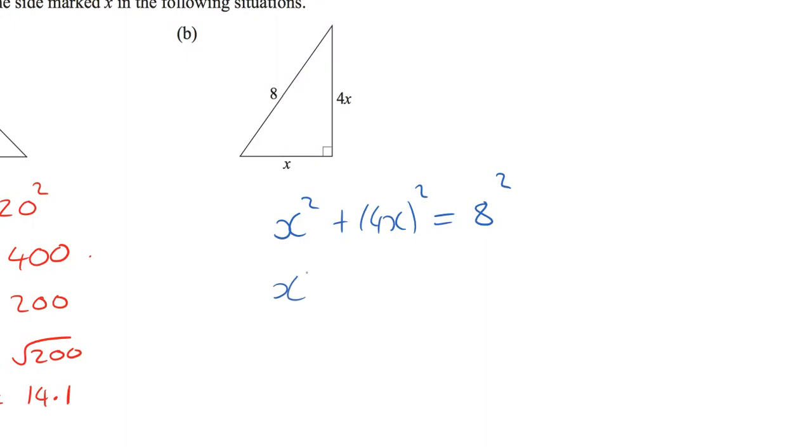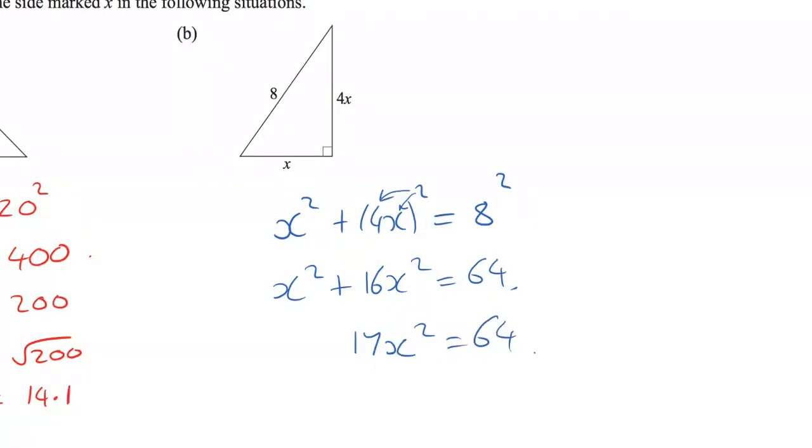So let's write this out. x squared plus 16x squared equals 64. Again, be very careful here. We have to square both the 4 and the x. So it's not 8x squared, it's 16x squared. Now we can collect up those x squareds together, and that will give us 17x squared is equal to 64.